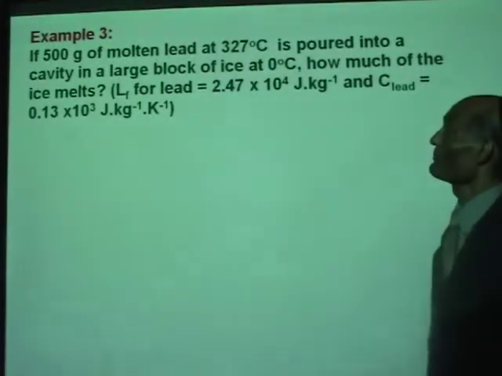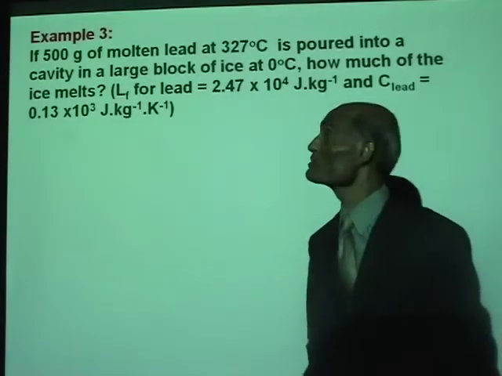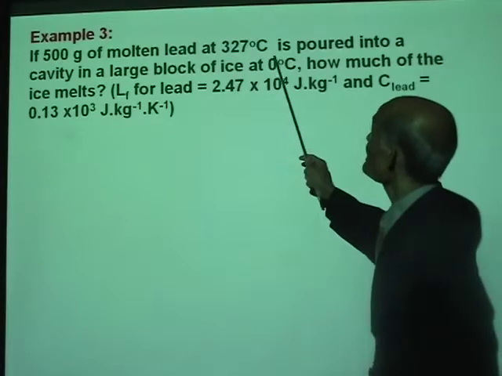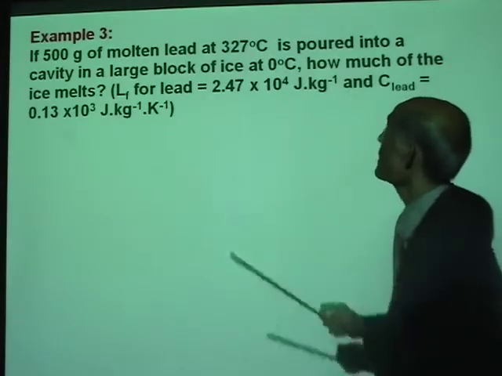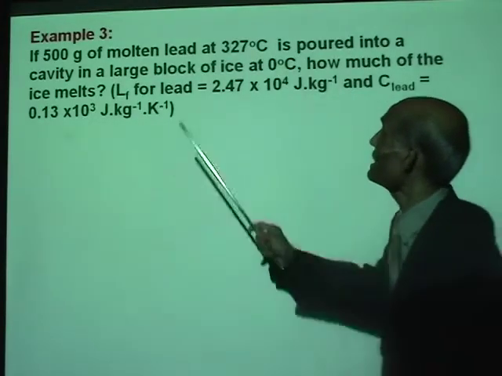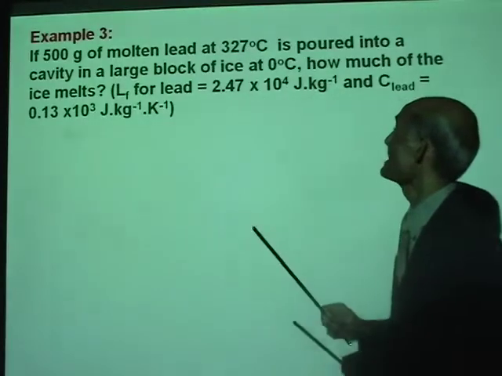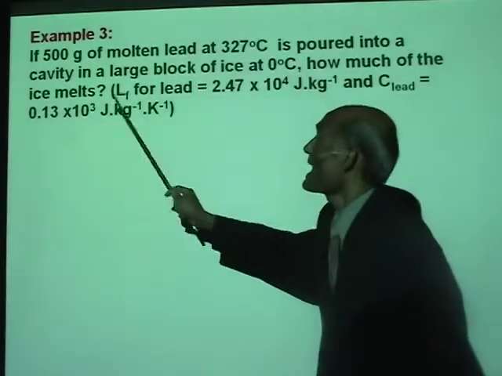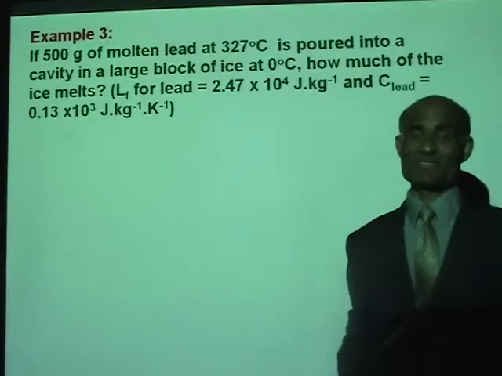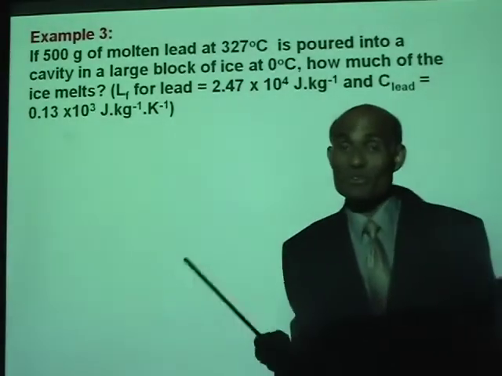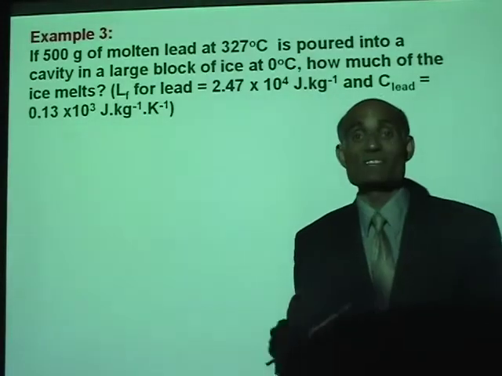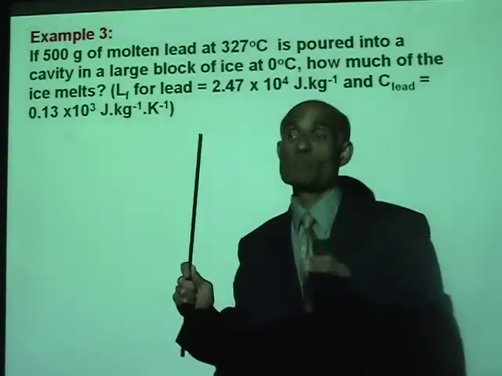Let's do another one. If 500 grams of molten lead at 327 degrees is poured into a cavity in a large block of ice at 0 degrees Celsius, how much of the ice melts? You've got to understand the problem first. You've got molten lead poured into a block of ice. Now what's going to happen?